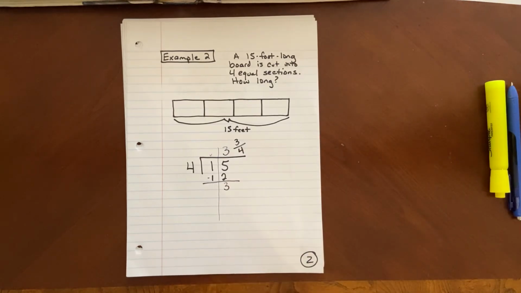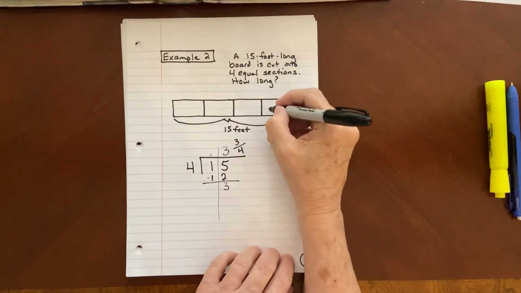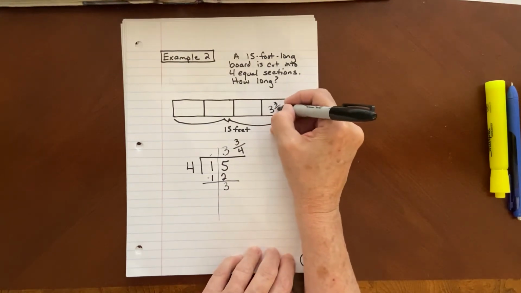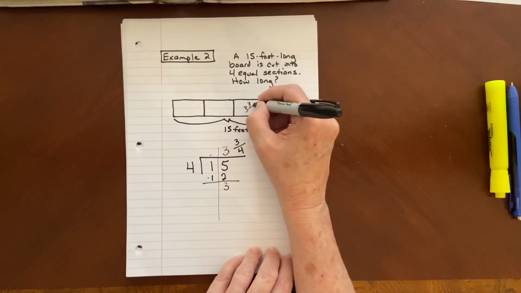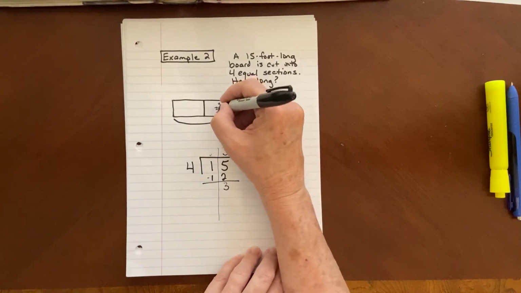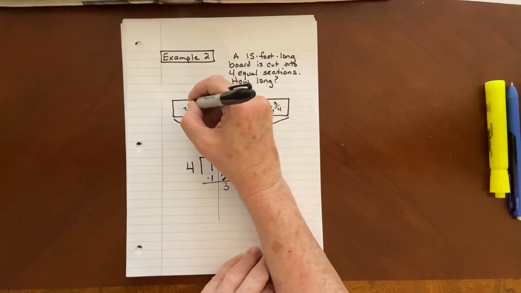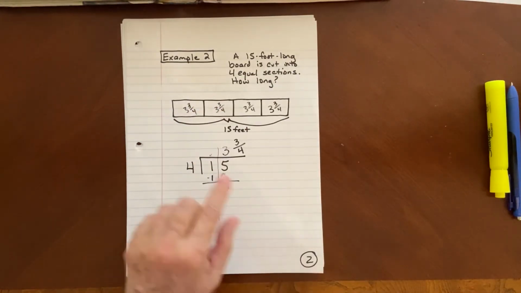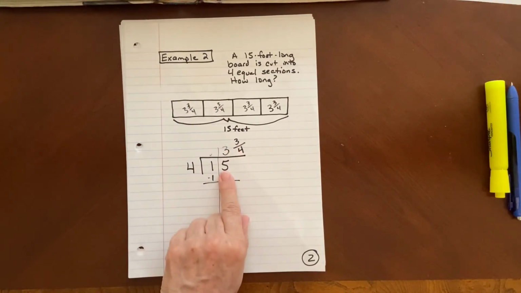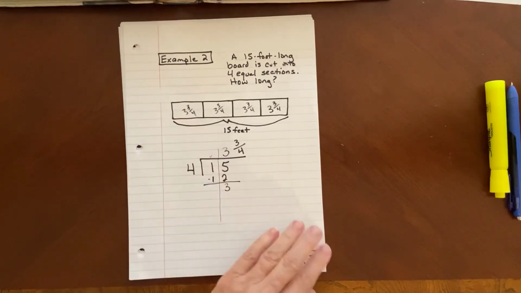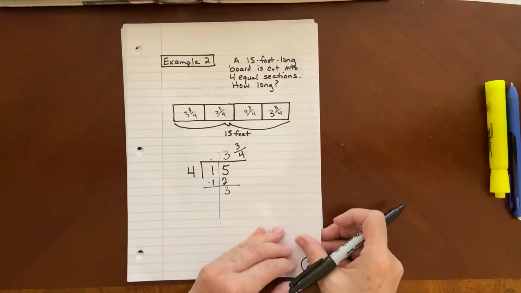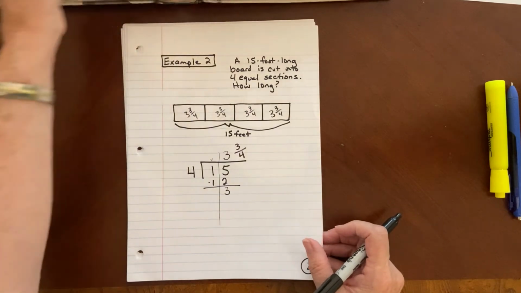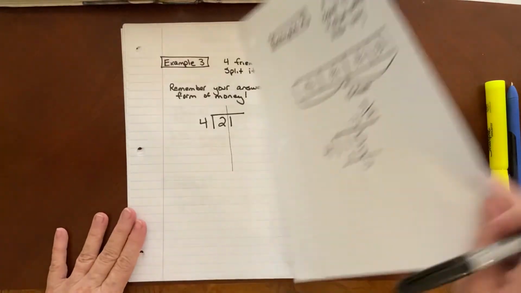So what does that tell us? I know I did my division correctly. That's telling me that each section is 3 3/4 feet long. So you have to connect that piece of your division problem into what they're asking you. So sometimes it's hard to make that jump. Always go back to what the question was.